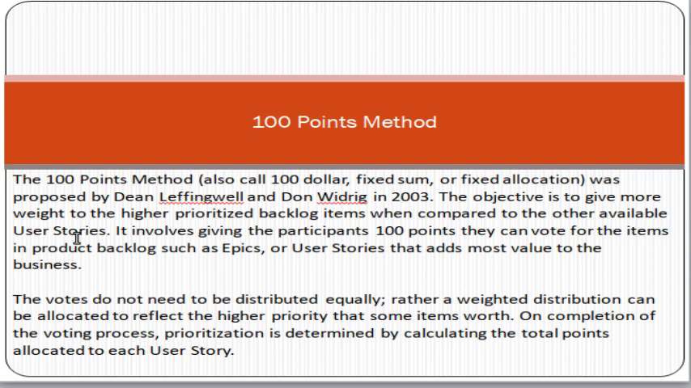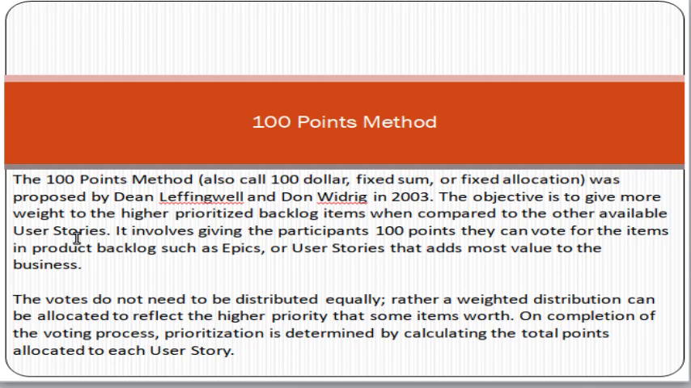They can vote for the items in the product backlog, such as epics or user stories, that add the most value to the business. The votes do not need to be distributed equally; rather, a weighted distribution can be allocated to reflect the higher priority that some items are worth.